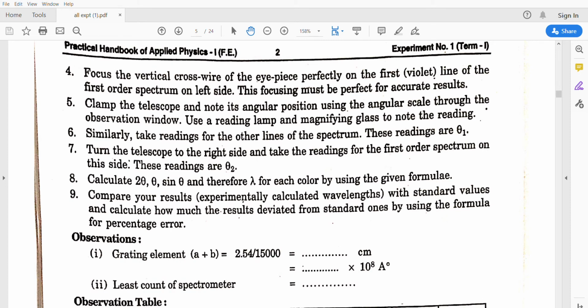So what we need to do, first we need to arrange the spectrometer. After that we need to keep that diffraction grating on that prism table. When you arrange the grating on the prism table in a particular manner, we will observe these colors on left hand side and the right hand side of that collimator lens. So when we get those colors violet, green, red and yellow, we need to focus the crosswires on particular colors. First we need to focus on violet color.